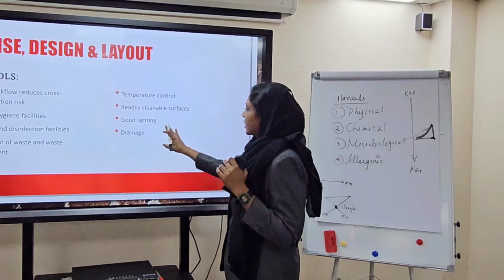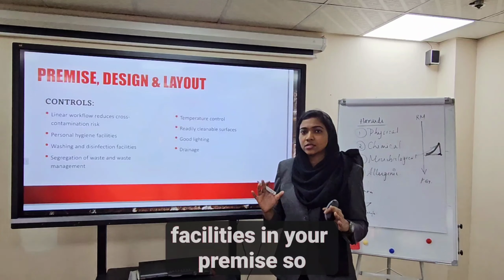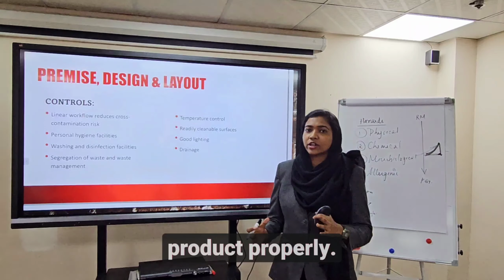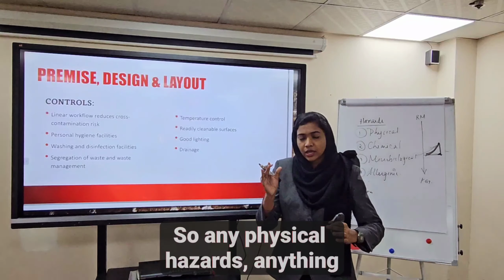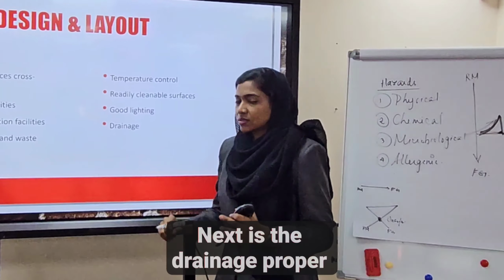Okay. Then good lighting. You need to have proper lighting facilities in your premise, so the worker is able to see the product properly. Okay. So any physical hazards, anything he can directly identify. Okay. Next is the drainage.